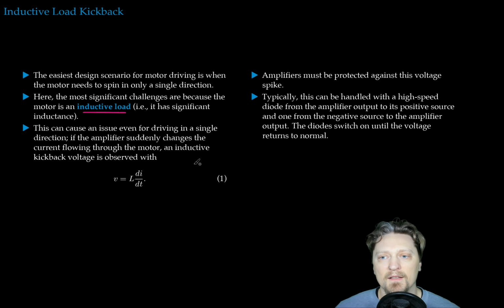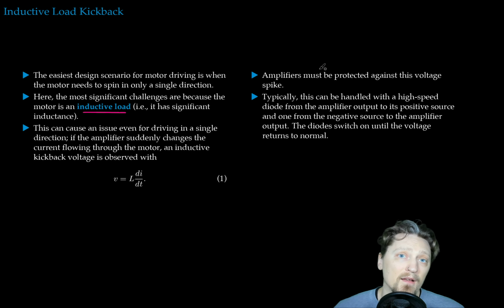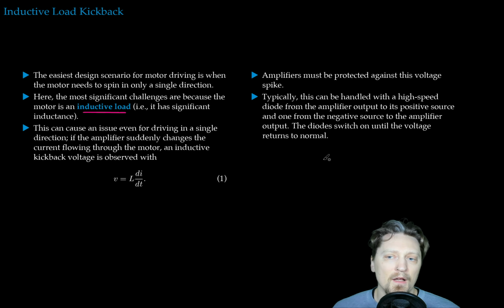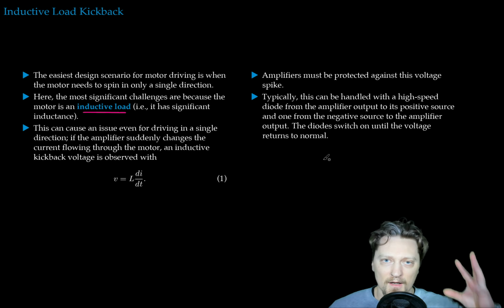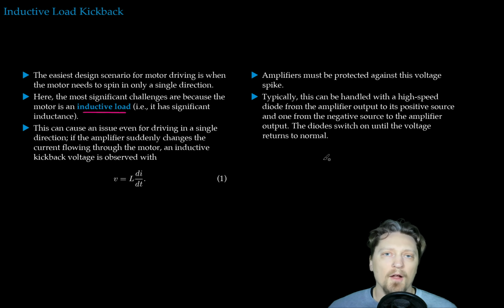Amplifiers must be protected against this voltage spike. Typically, this can be handled with a high-speed diode from the amplifier output to its positive source and one from the negative source to the amplifier output. The diodes switch on until the voltage returns to normal. So when we get this large voltage spike, those diodes will kick on and release that voltage.